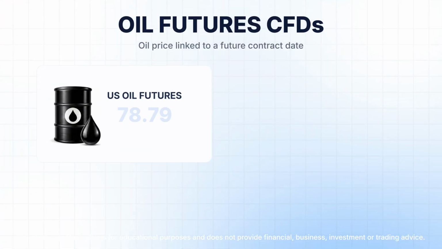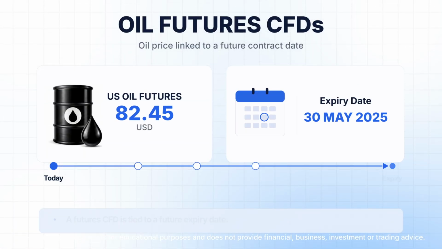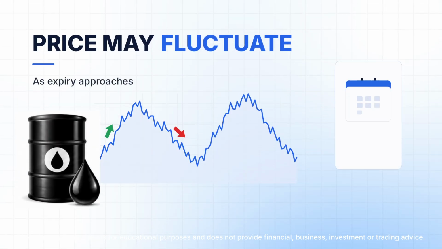Imagine you're trading CFDs on oil. A futures contract would specify the price of oil for contract expiry at a future date. As the expiration date approaches, the market price may fluctuate. But what's the real difference between spot CFDs and futures CFDs?